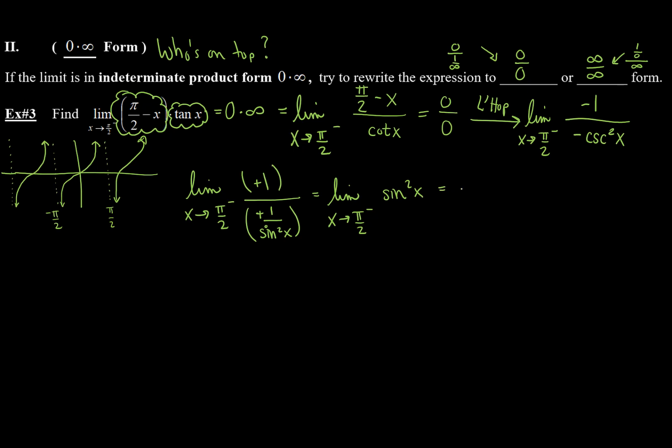So when I plug in pi over 2, I'm going to get 1 squared, which is 1.